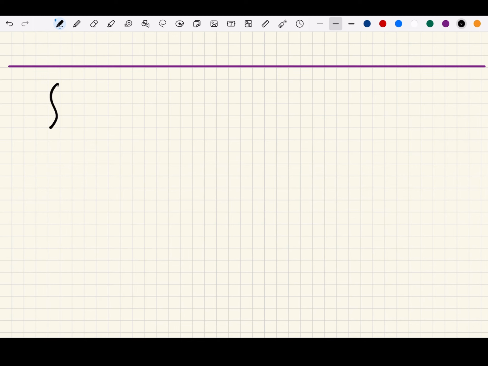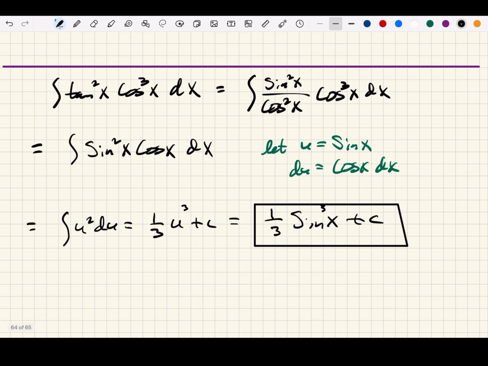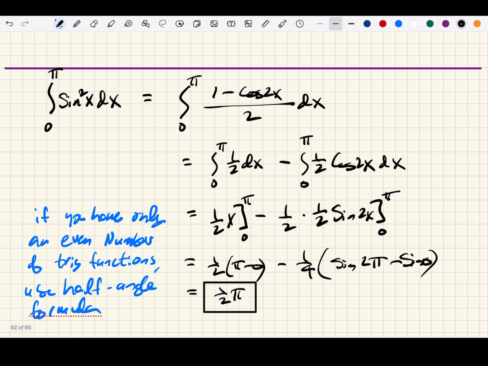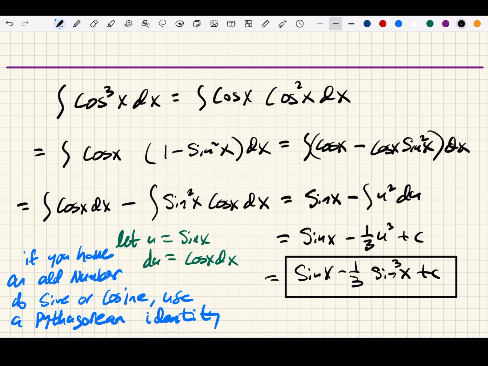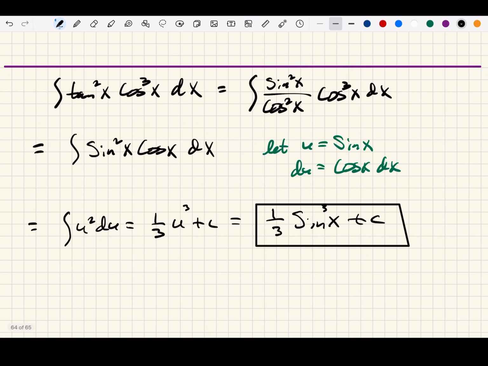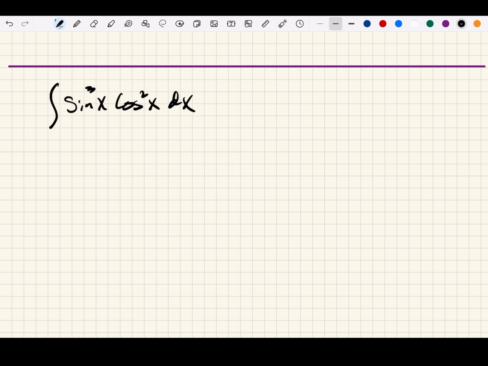What if we have integral sine cube x cosine square x dx? Okay, that's different from the last one. The last one, when I did my simplification, I wound up with 1 cosine. And actually that happened the other time when I had an odd number too, right? I was left with 1 cosine. Well, this time I've got 2 cosines and 3 sines.